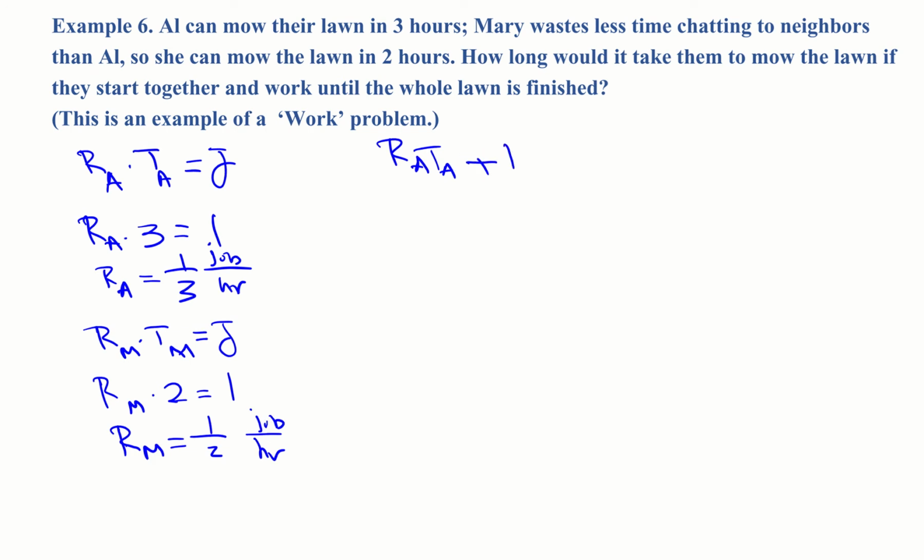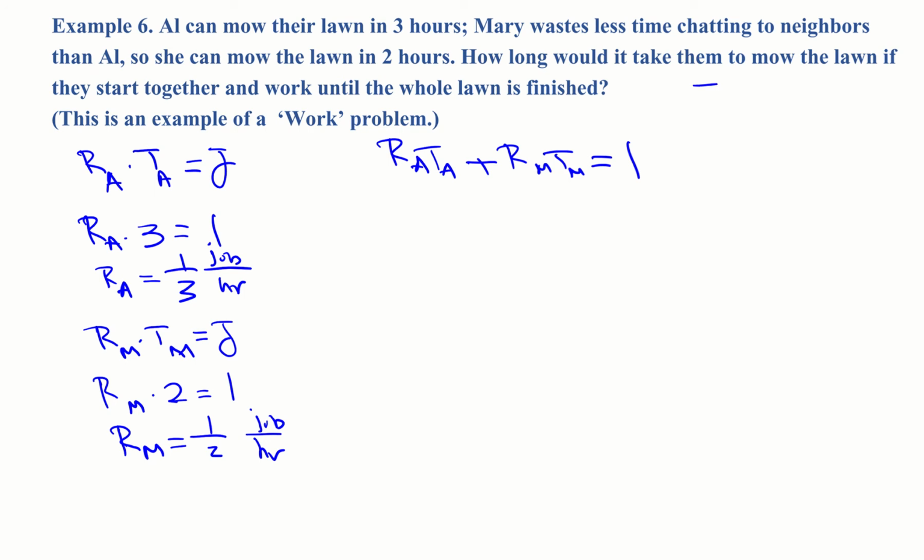So plus rate Mary times time Mary equals... remember, we want them to finish 1 job, right? So instead of J, we're just going to put 1. So now, what is the rate? Do we know how long it takes if they're working together? No, that's what we're trying to find, right? But we know it's the same amount of time because they're going to start together and finish together.